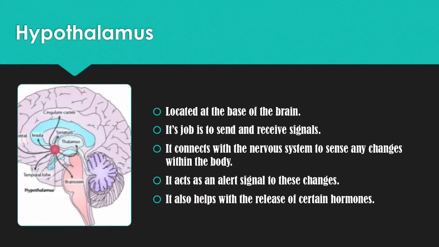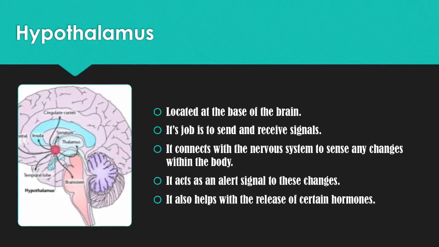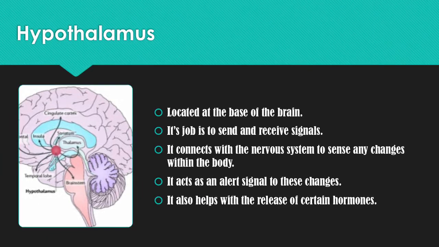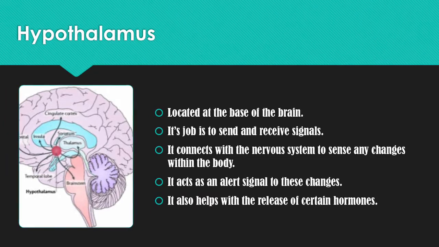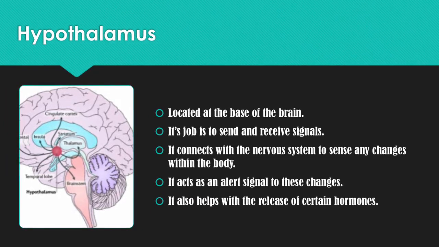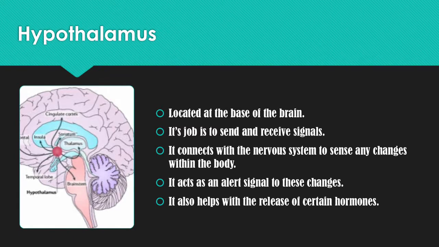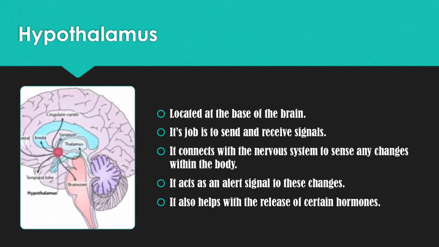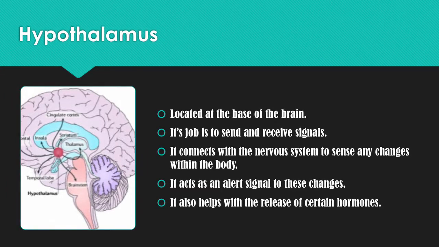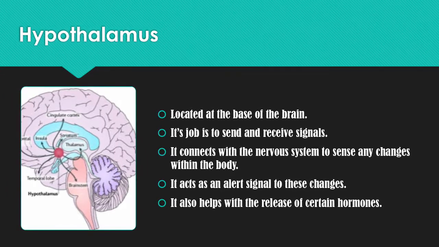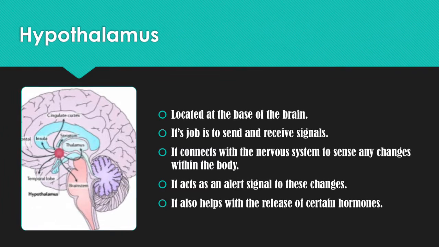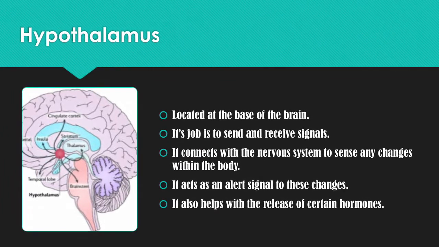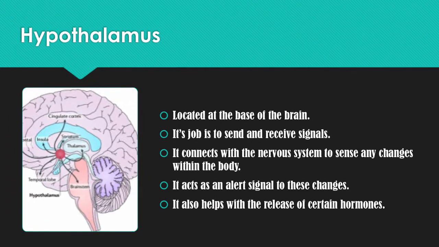The hypothalamus is an important organ as it allows the endocrine system and the nervous system to work together. It is located at the base of the brain. Its job is to send and receive signals. It connects with the nervous system to sense any changes and acts as an alert signal to these changes in order for there to be a response and form stability. It also allows for hormones to be sent out to the entire body.